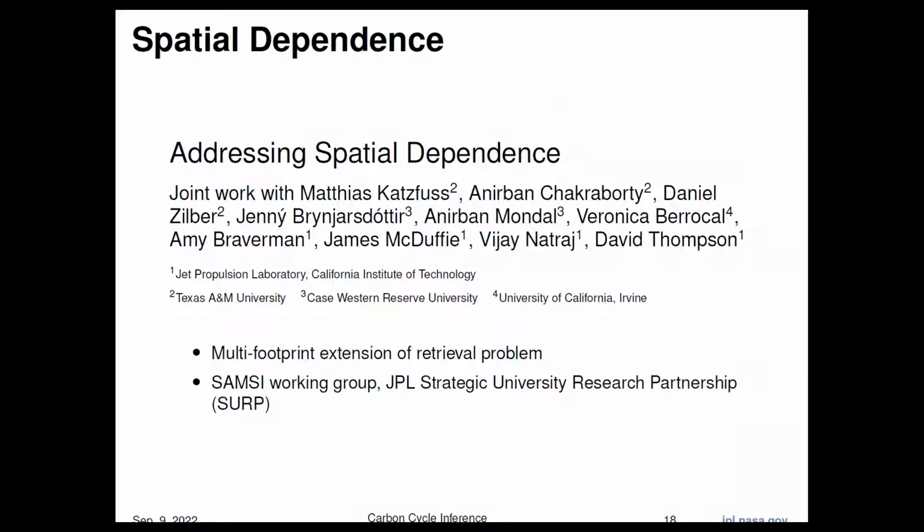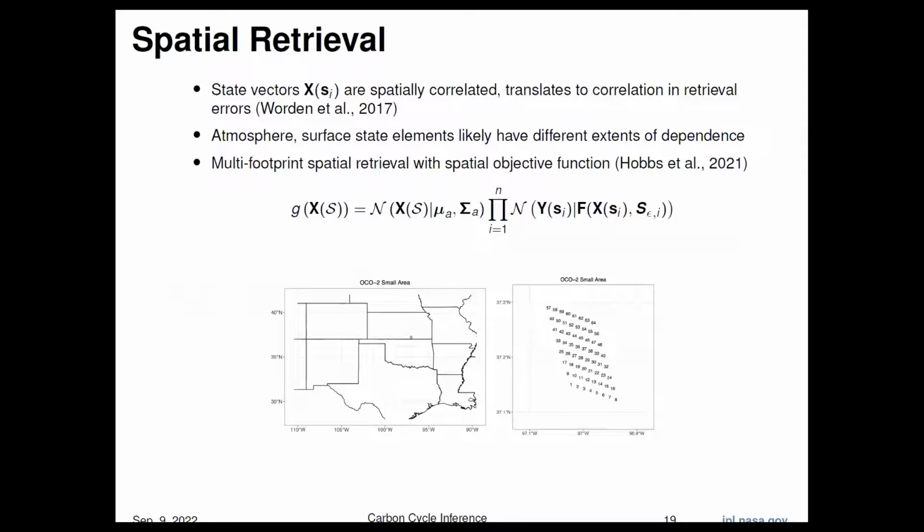So the idea here is motivated by the fact that the state vectors are likely spatially correlated. Even in doing this one-footprint-at-a-time retrieval approach, diagnostics of the bias correction and the retrieval errors show that the errors in those retrievals are correlated spatially. The other interesting aspect is that the extent of spatial dependence is probably going to be different for different vertical levels in the atmosphere, as well as different parts of that state vector.